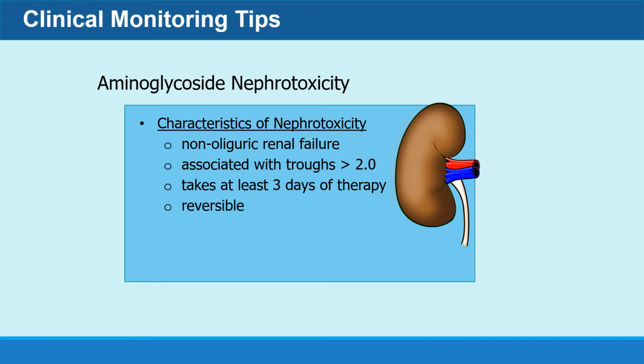Aminoglycosides can cause nephrotoxicity, and the characteristics of this nephrotoxicity is that it's a non-oliguric renal failure, it's associated with trough levels greater than 2, it takes at least 3 days of therapy to show up, and it is reversible. Another known side effect of aminoglycosides is its neurotoxicity, and it can cause neuromuscular blockade.